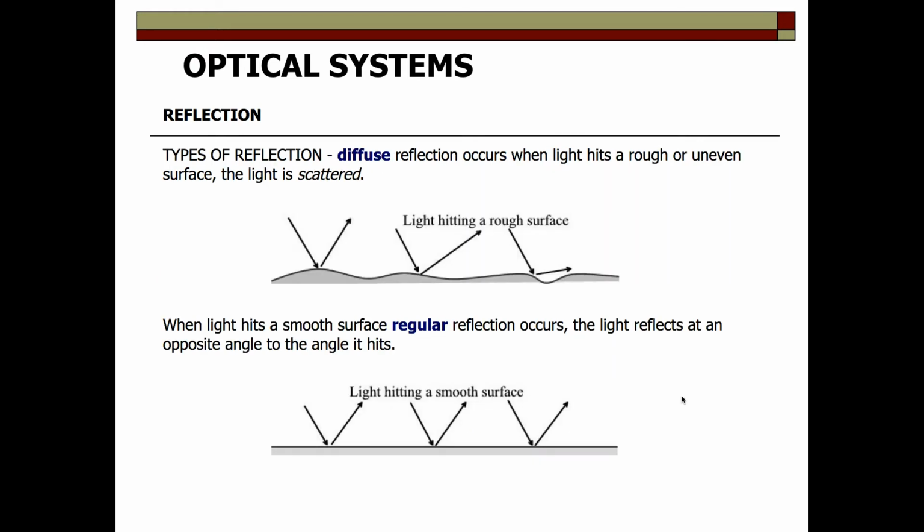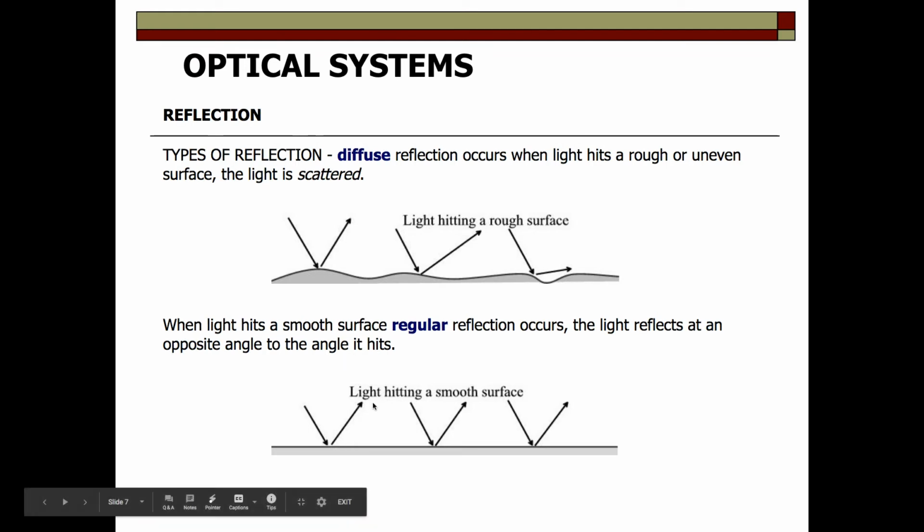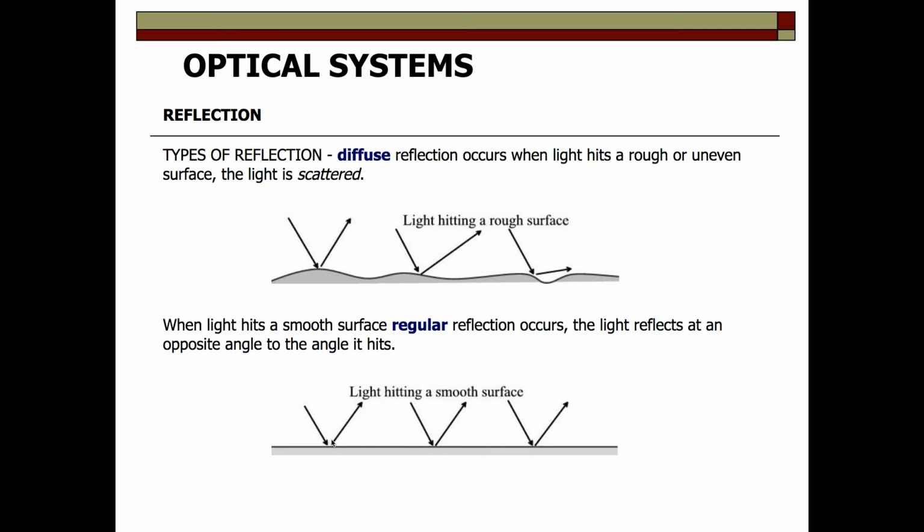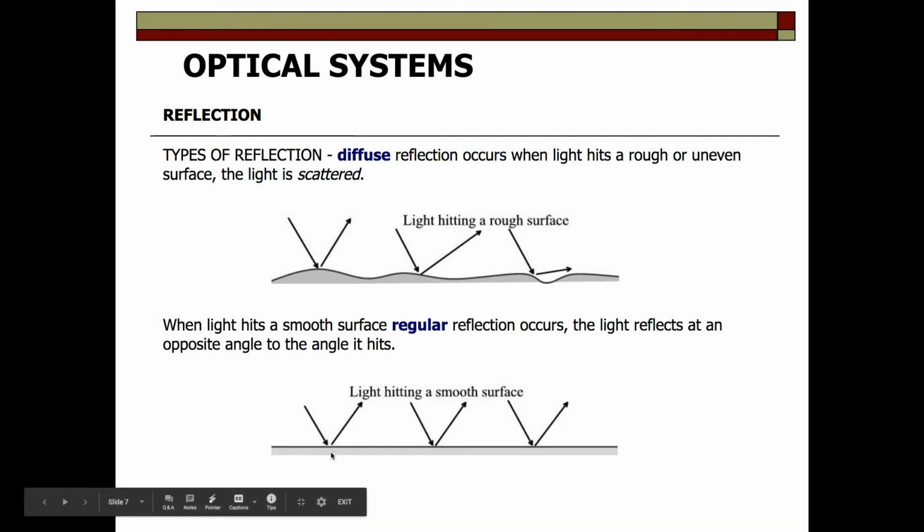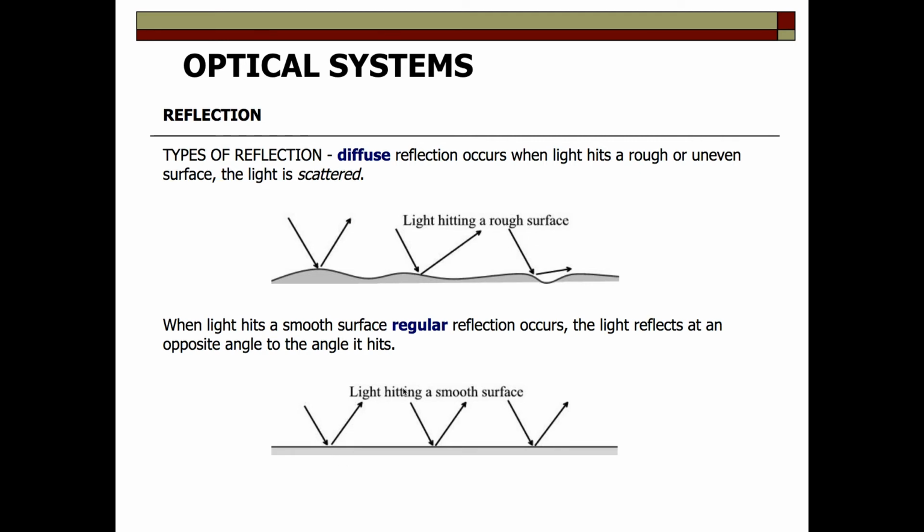So different types of reflection. We can get a diffuse reflection when light hits a rough or uneven surface. So this would be kind of like if you have crumpled up your aluminum foil. Whereas if we have our aluminum foil just straight off the roll, it's still very smooth. So light hitting a smooth surface basically reflects at that angle that's opposite to what it hits. So your angle of incidence, and there's your angle of reflection.